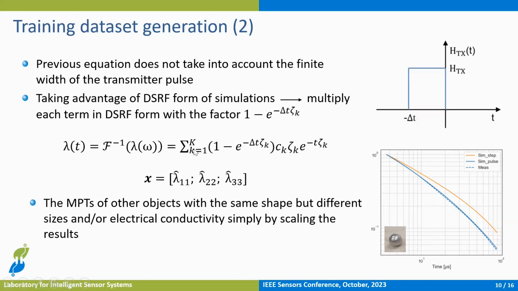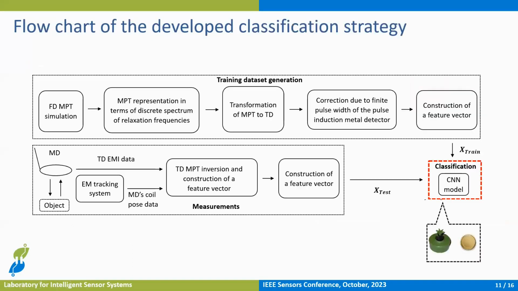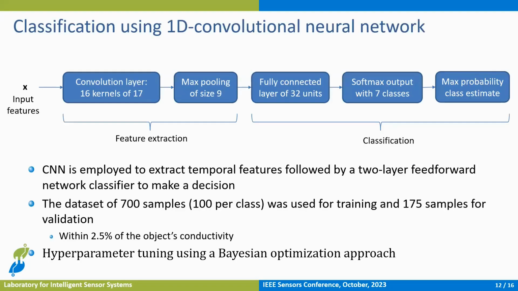And this is the last step of generating the features. Once we have simulated the features for the object, we can calculate features for an object of the same shape but different sizes and or electrical conductivity simply by scaling the results. This is convenient because we can easily augment the data. And it's left to say something about the model that we use.